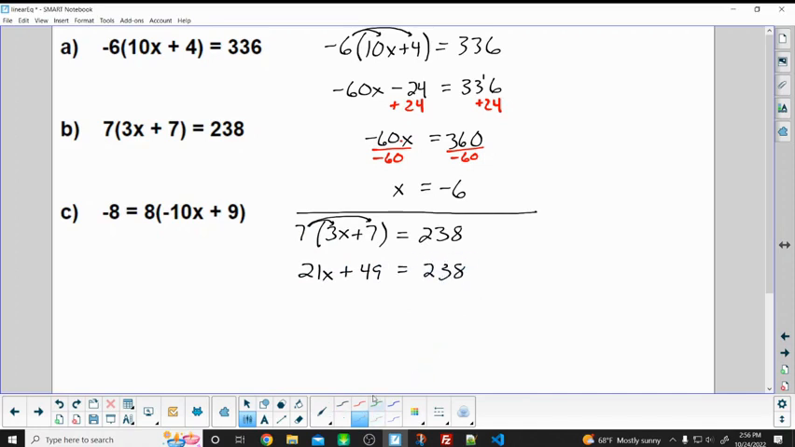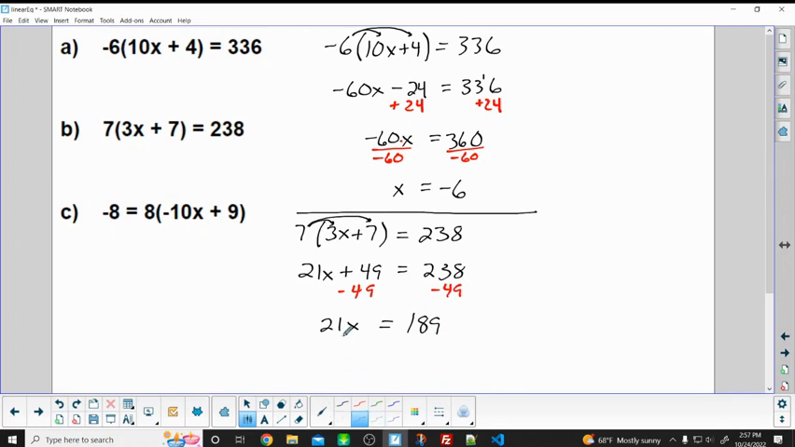Then we need to take away this addition of 49 by subtracting 49. And what I do to one side, I do to the other, and that's the property of equality for both sides. And we have 21x on the left side. And on the right side, we have 238 minus 49. I'm just going to use my calculator real quick on that one. 238 minus 49, and that is equal to 189.